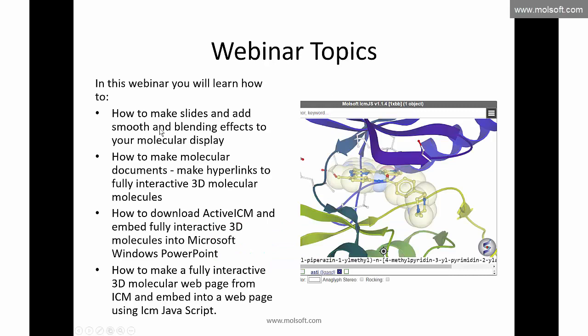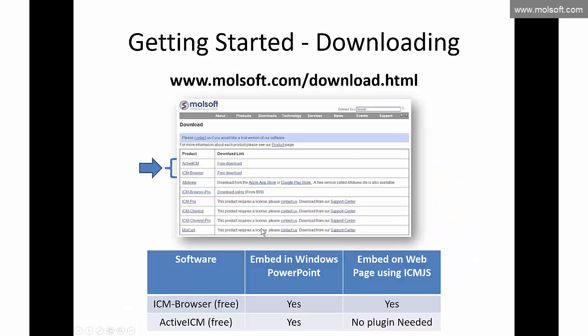In this webinar, we'll learn how to make slides and add smooth and blending effects to your molecular display, how to make molecular documents, that is, you have a panel here with text which can link directly to 3D structures, how to download ActiveICM and embed fully interactive 3D structures into PowerPoint, and how to make a fully interactive 3D molecule web page using ICM JavaScript.